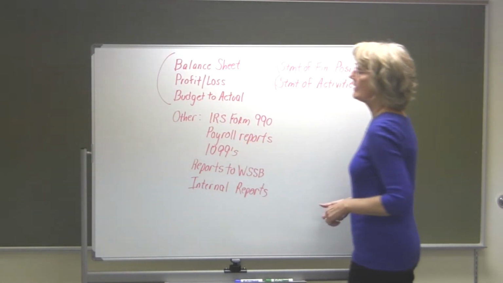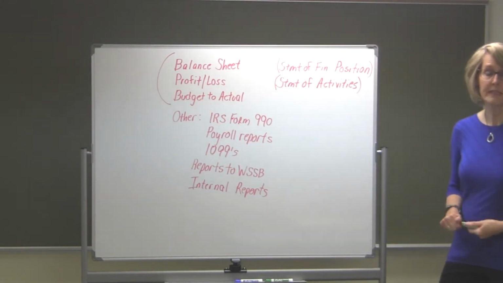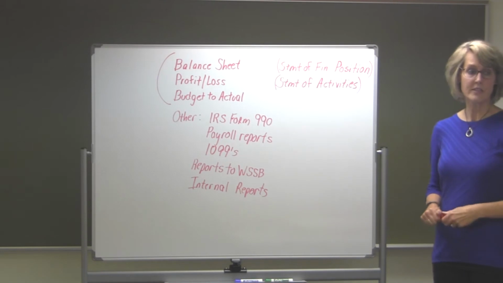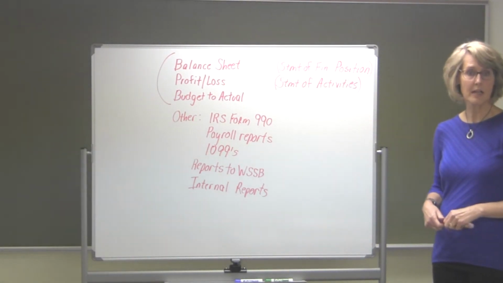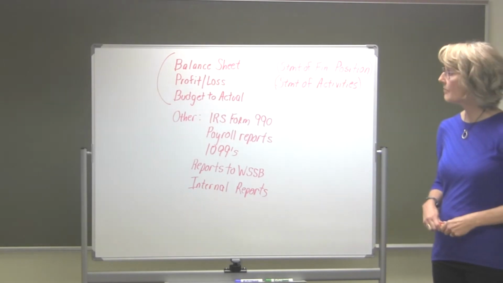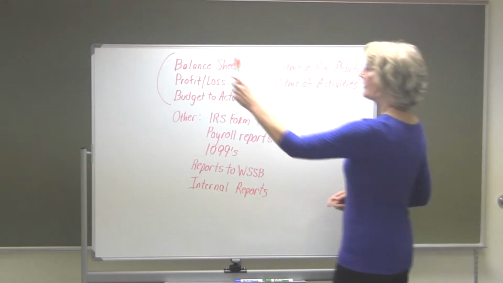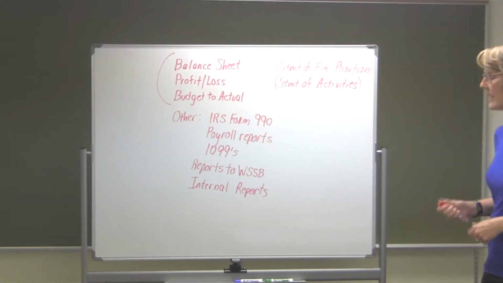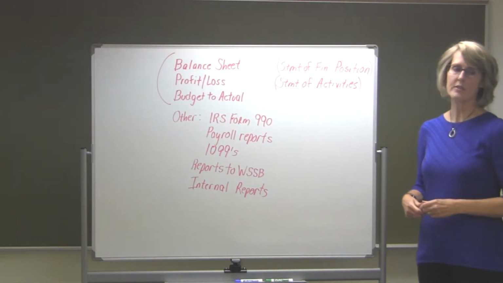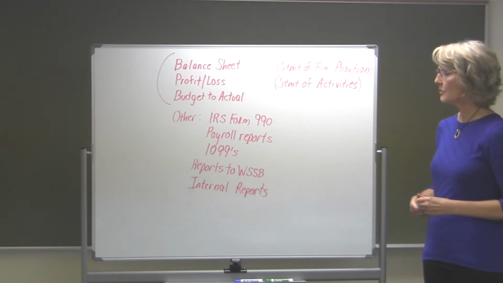The third statement is the budget to actual. That's a really important financial statement for you directors and board members to manage from. They're all generated, as I say, by your accounting system, whatever your accounting system is. There are other reports also that are important to management.